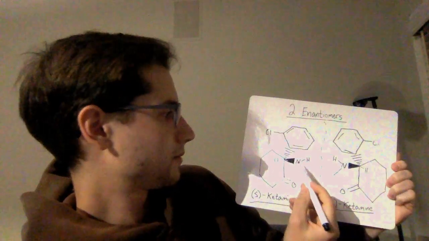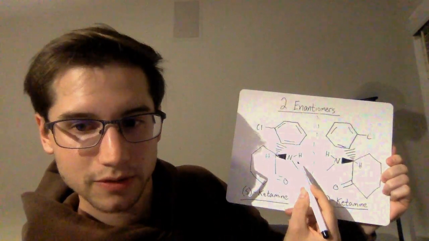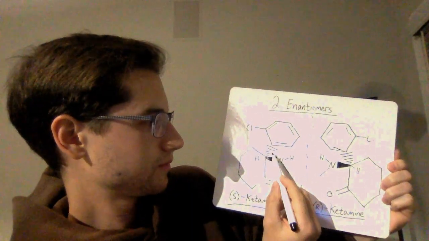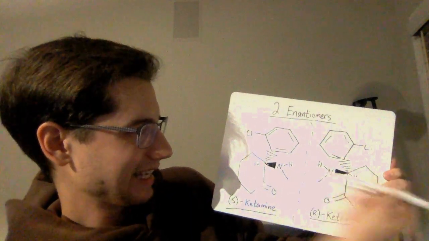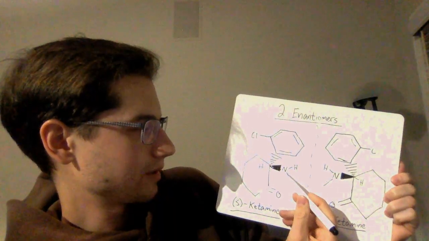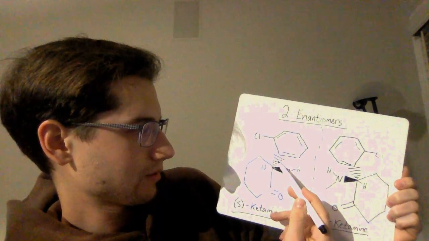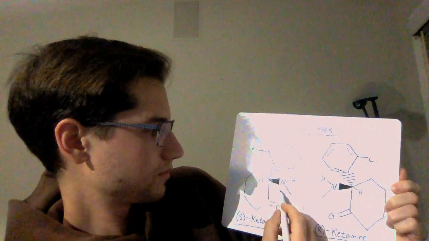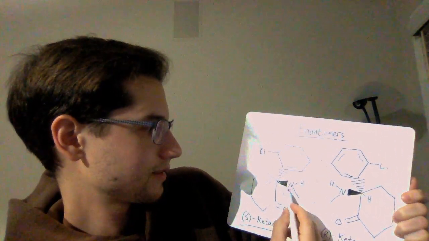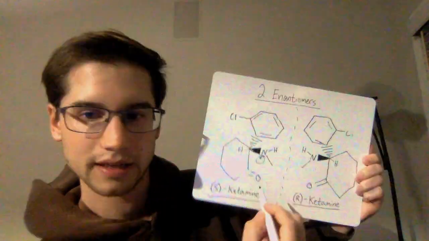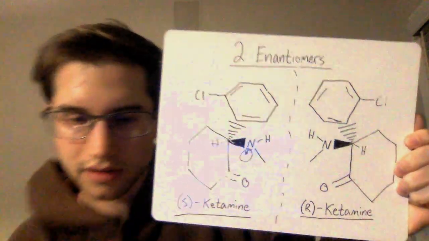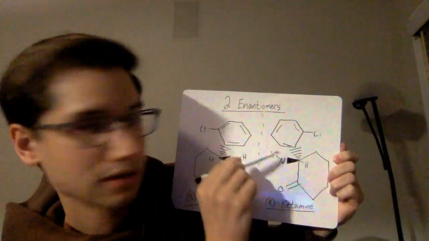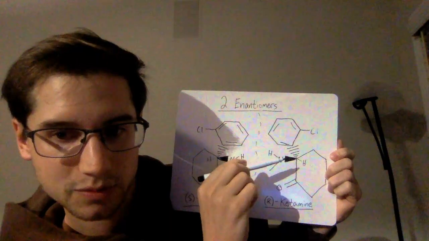And as we know, the amino has the most priority, then the carbonyl, then the chlorinated phenyl. So here, if we're looking into the page, this will be going to our left, this will be going to our right, and the carbonyl is at the bottom. So it would kind of be like this. And counterclockwise, S.